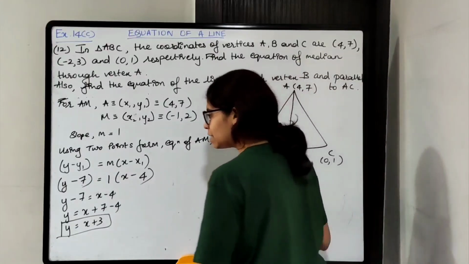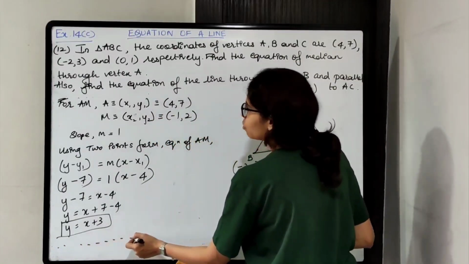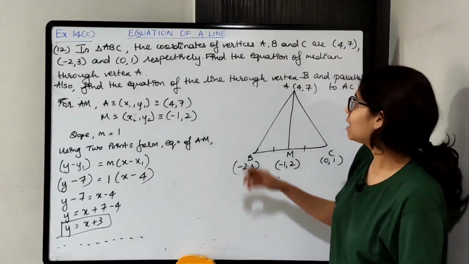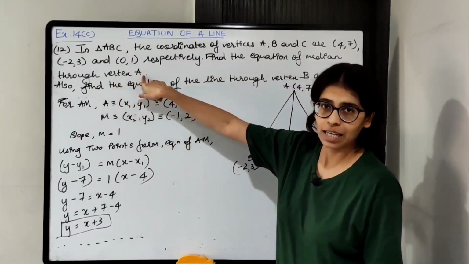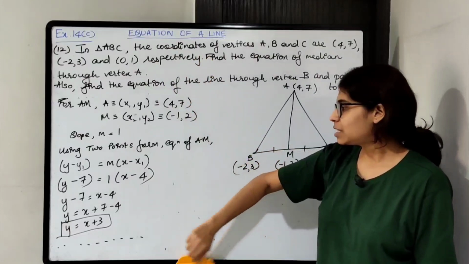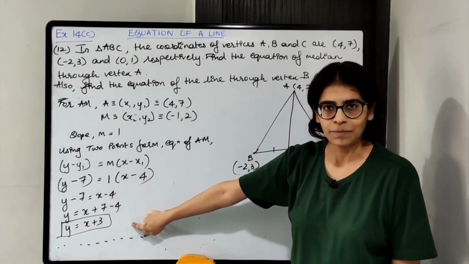So write down the final statement. The equation of the median through vertex A, that is AM, is y equals to x plus 3.